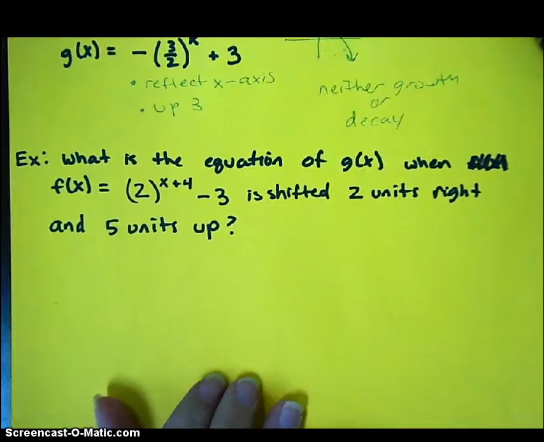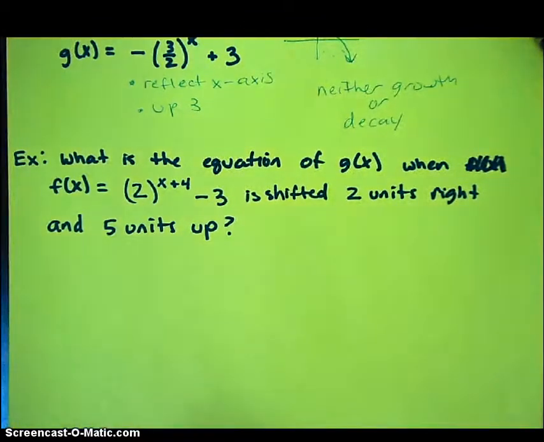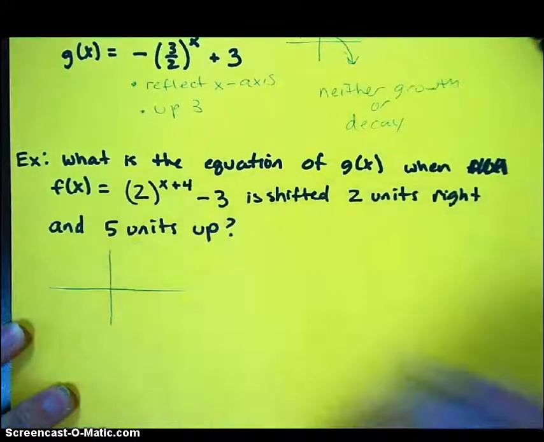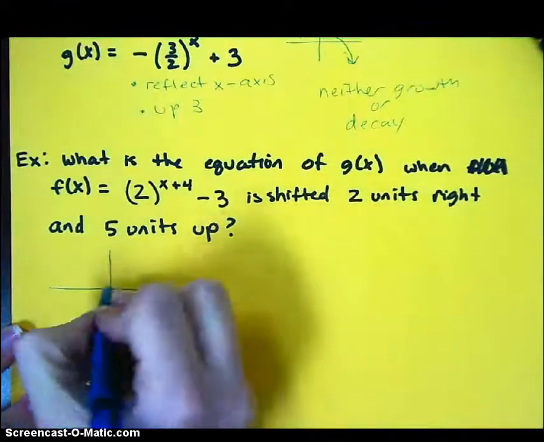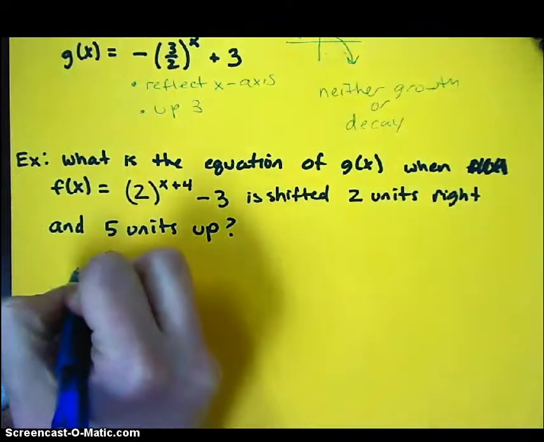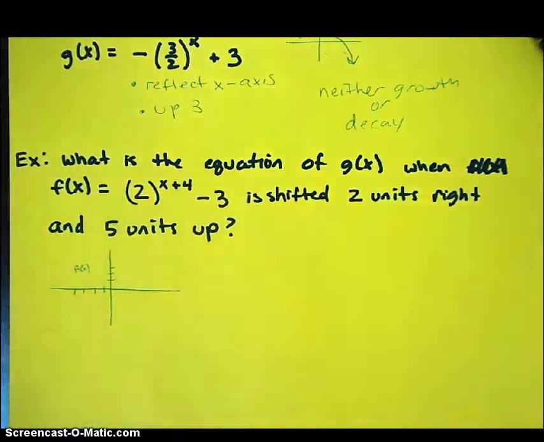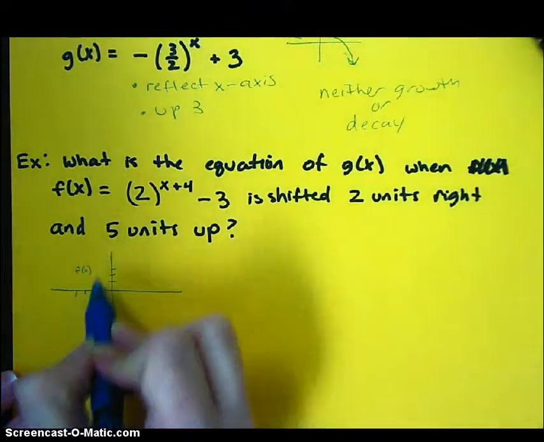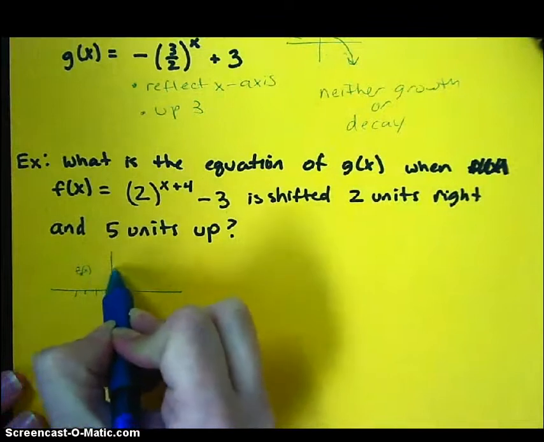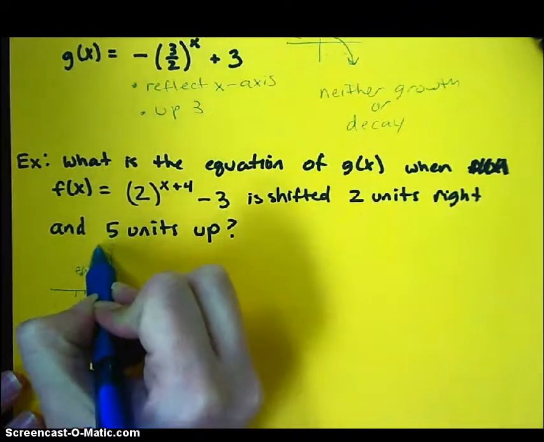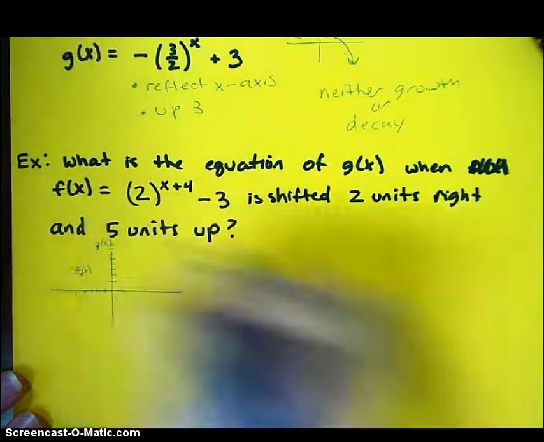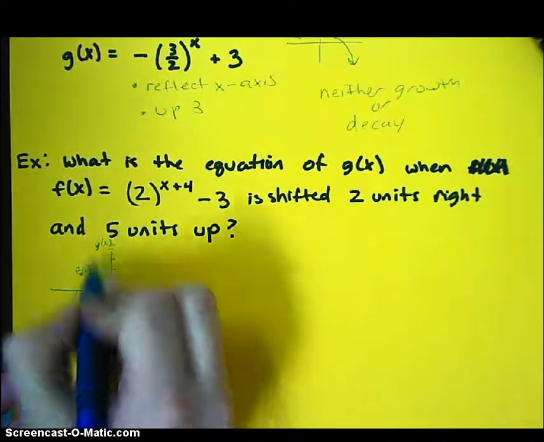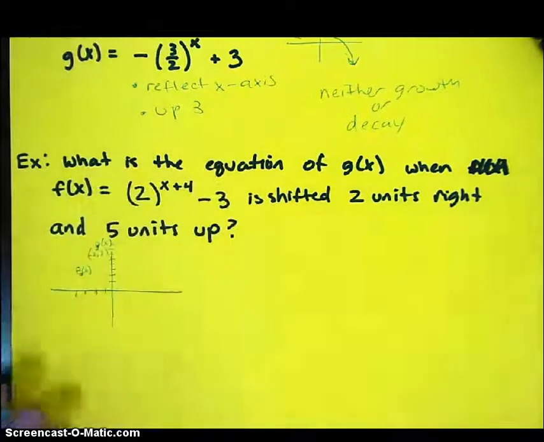Finally, just looking at if we take a function and we move it, what is the equation of g of x when f of x equals 2 to the x plus 4 minus 3 is shifted 2 units right and 5 units up? So if we look at what we start with, our graph has gone left 4, up 3. So I'm going to put f of x right here because that's where f of x is originally. We're going to take it and go 2 right, 5 up. From here, we go right 2, up 5, so 1, 2, 3, 4, 5. Now, g of x is up here at negative 2, 8.